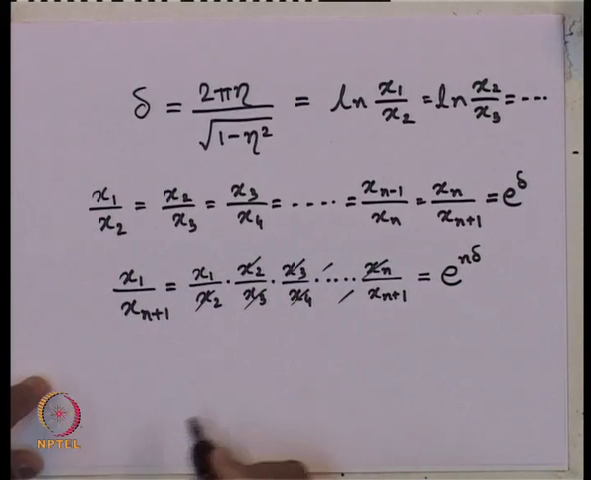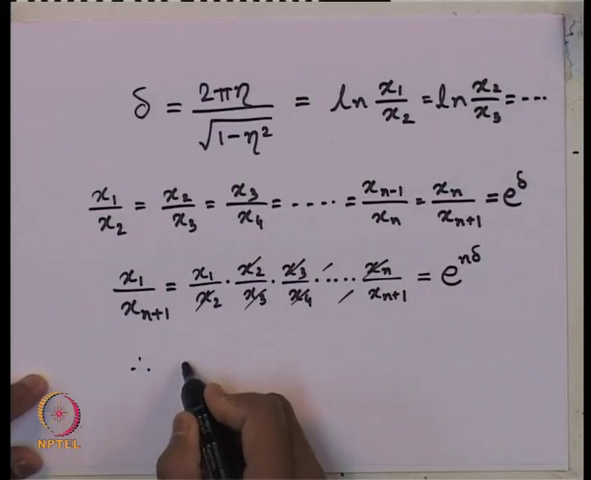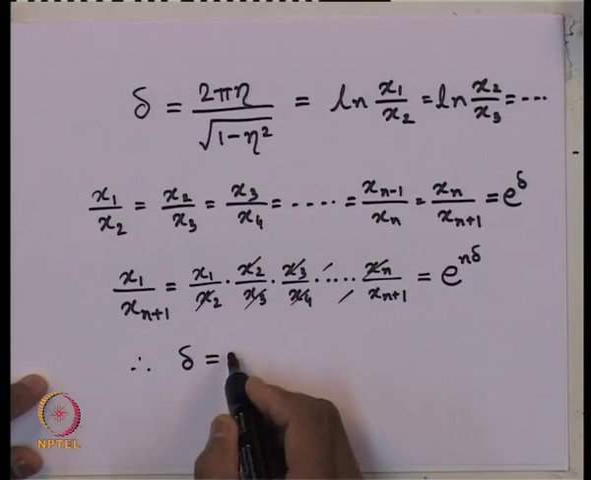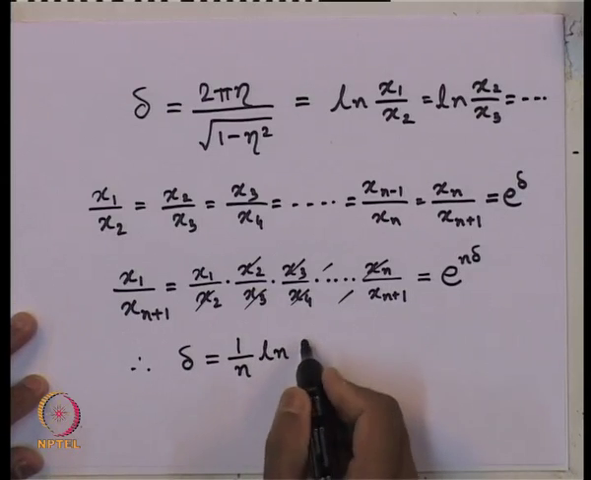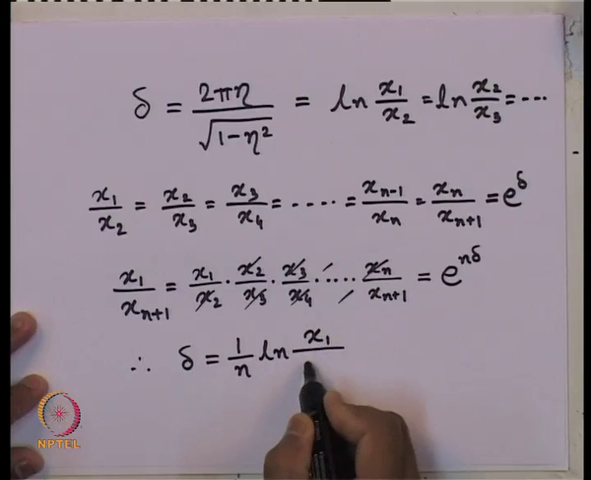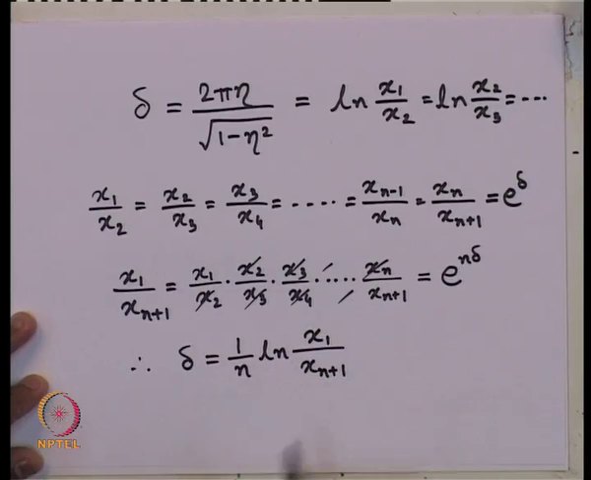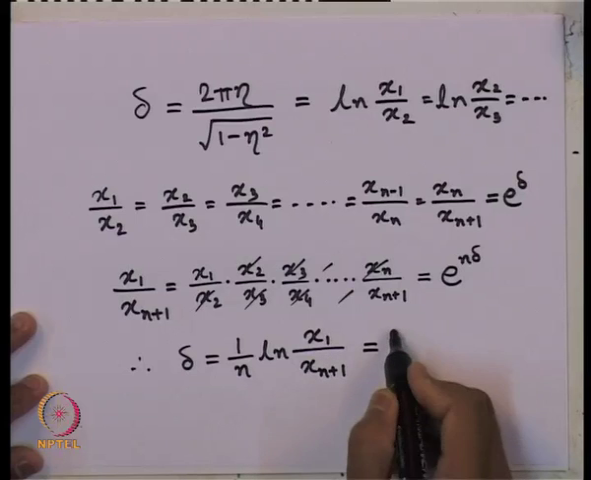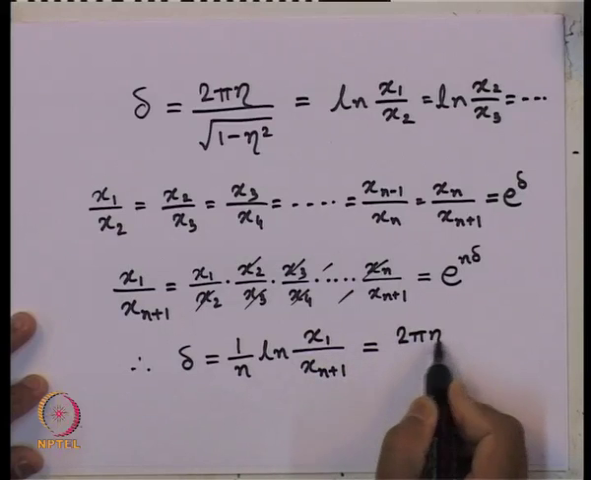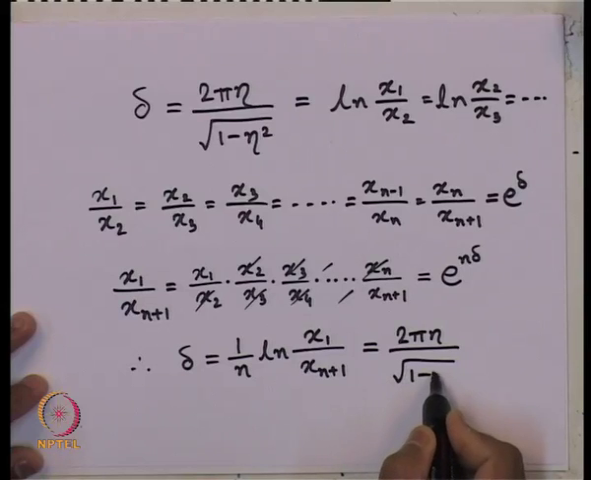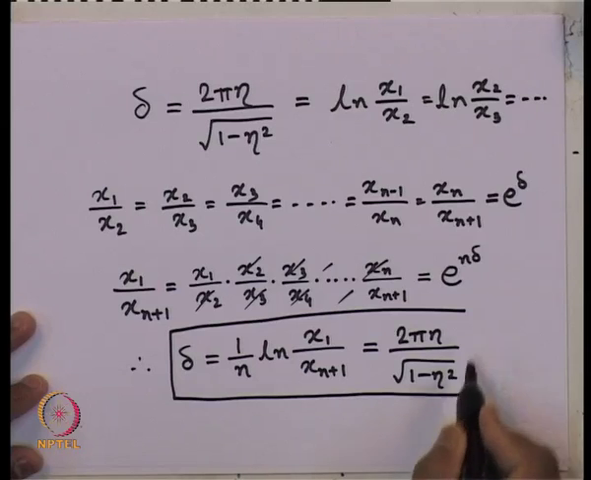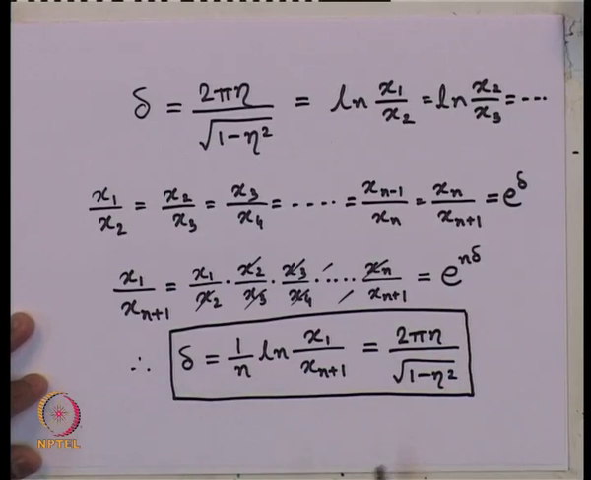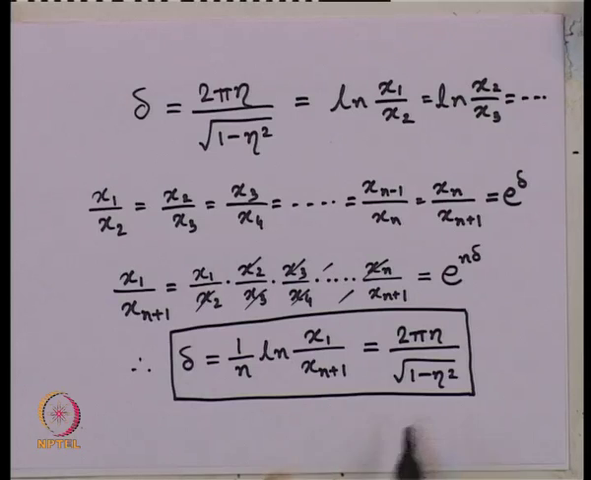Therefore, if we simplify this, what are we getting? Delta is given by 1 by n ln of x1 by x(n+1), equal to 2 pi eta by root over 1 minus eta square. So, this is the most important thing which we have to use to compute the damping ratio of any system.